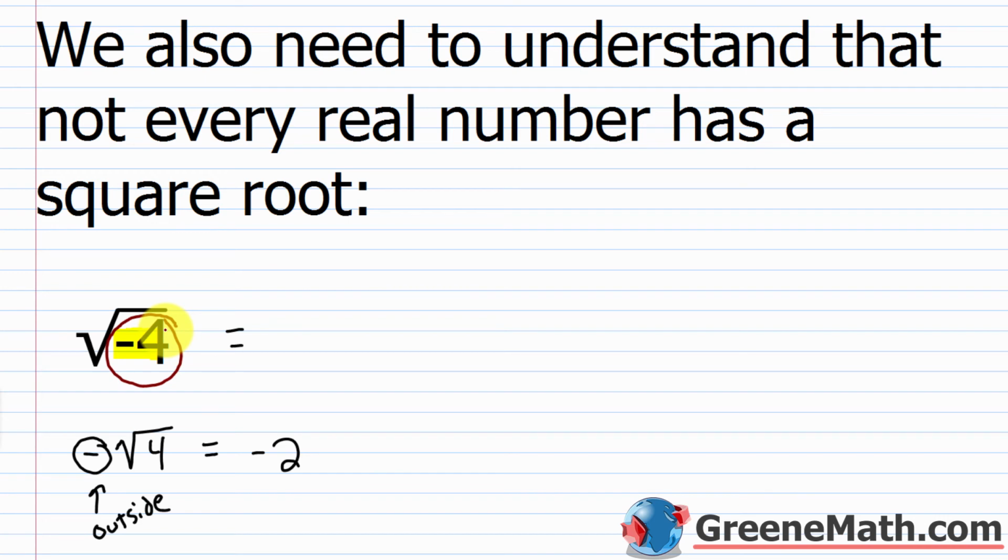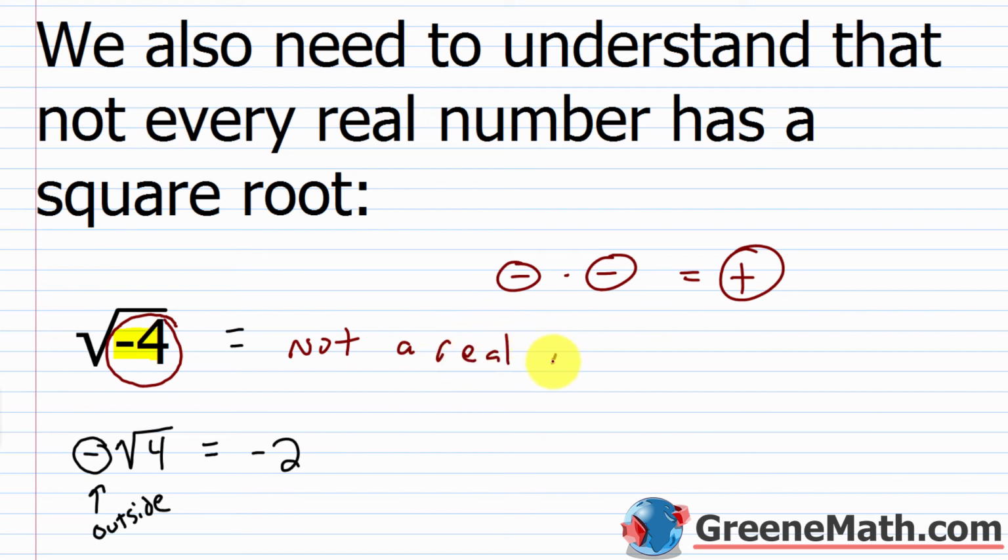You can't do that because a negative times another negative is going to give you a positive 100% of the time. So there's no number that if I multiply by itself is going to give me a -4. So we would just put not a real number. Okay, it doesn't exist. And you can try that on your calculator.